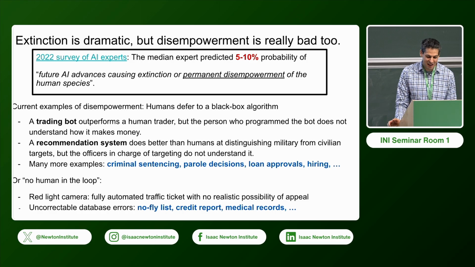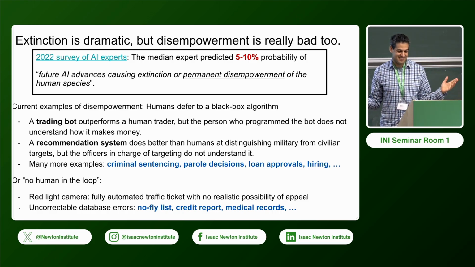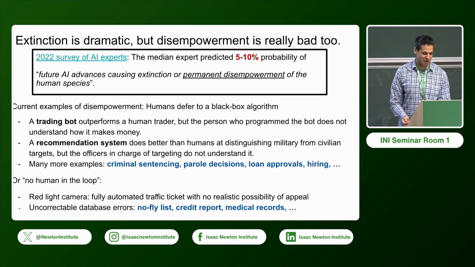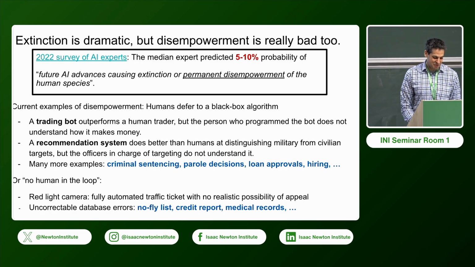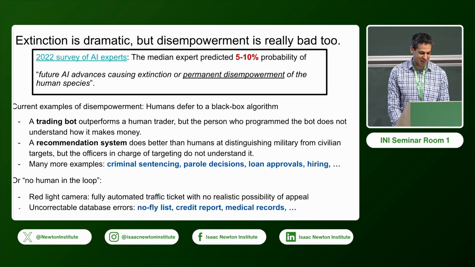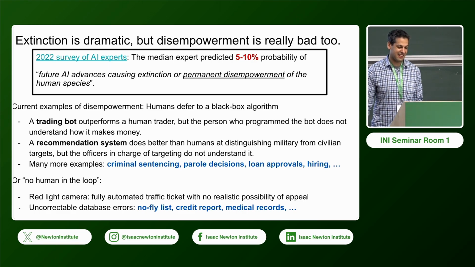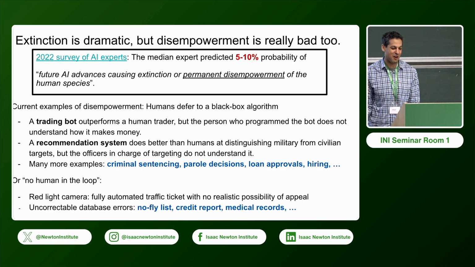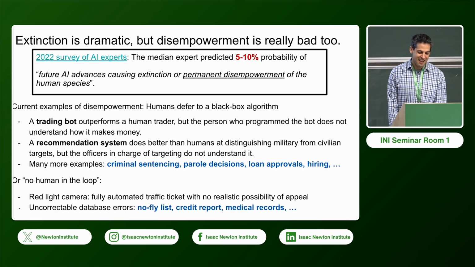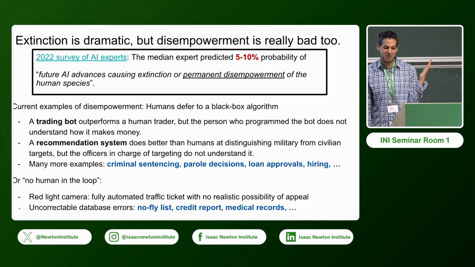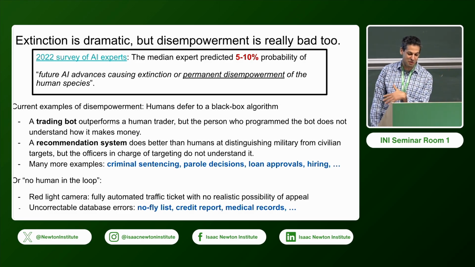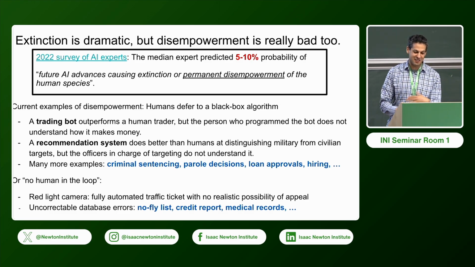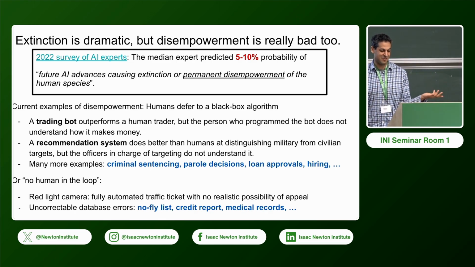Because it would be really bad if humans were just still around, but permanently disempowered. And disempowerment is something you could see already happening. There are all kinds of examples already, like a trading bot that outperforms a human trader, but the person who programmed the bot doesn't understand how it makes money. A recommendation system that's better than humans at distinguishing between military and civilian targets, but the officers in charge of targeting don't understand how it distinguishes.